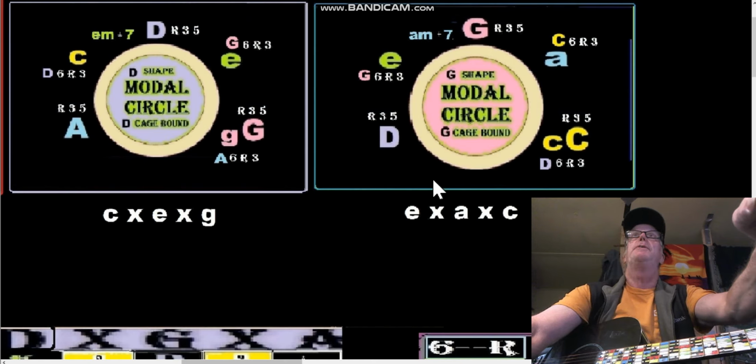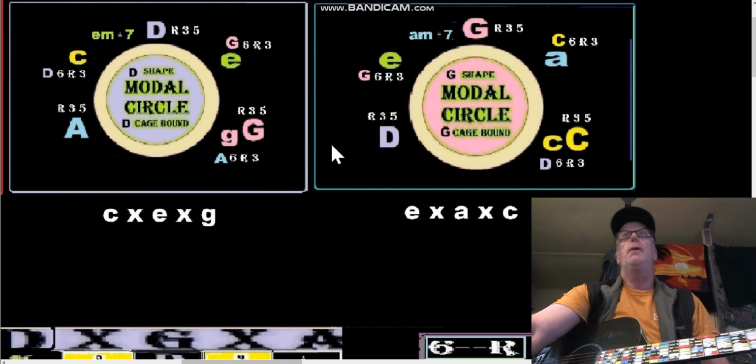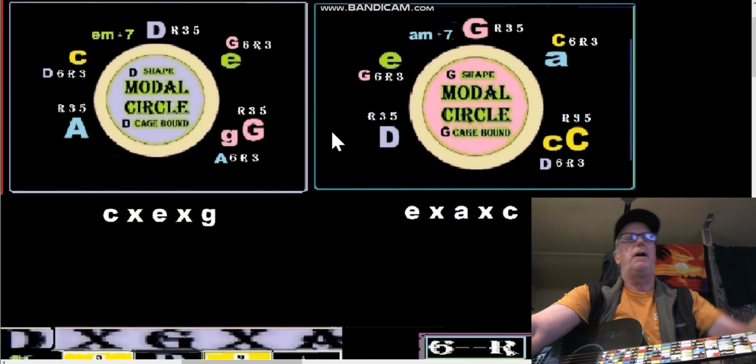Going over to the G box here, we have G, C, D, 1, 4, 5 again. But look what happens when we advance the cage word to get those minors. We get E, A, C. That's a second inversion A minor chord. So the D's minors spell a major chord, and the G's minors spell a minor chord of that key.